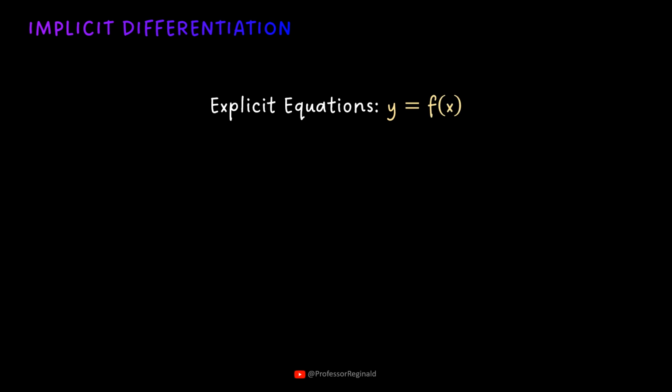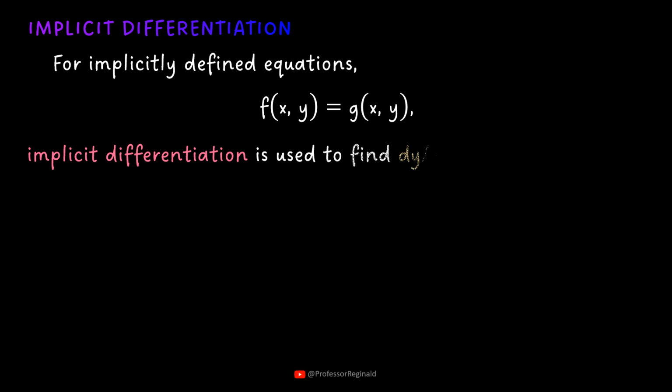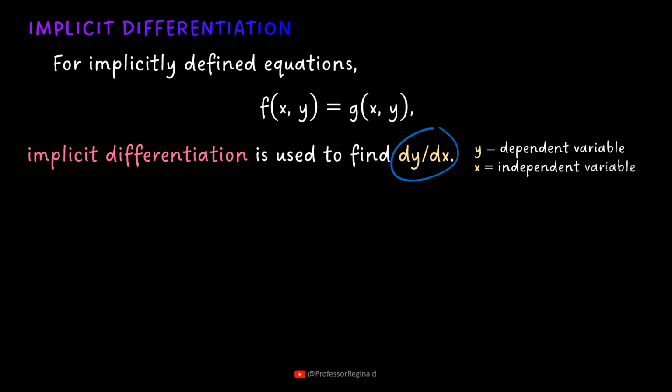is expressed in terms of the independent variable on the other side of the equation. For implicitly defined equations, where one or both sides of the equation may be expressed in terms of both the dependent and independent variables, implicit differentiation is used to find the derivative of the dependent variable with respect to the independent variable. For dy dx, y is the dependent variable, while x is the independent variable.